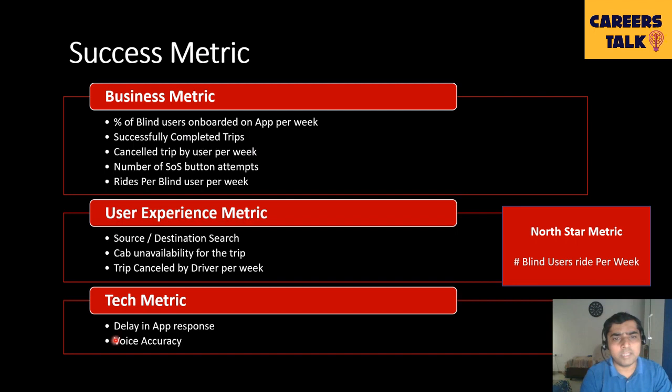For tech metrics, I am taking delay in app response, and voice and swipe accuracy or navigation accuracy. So those are the tech metrics I am taking related to accuracy.